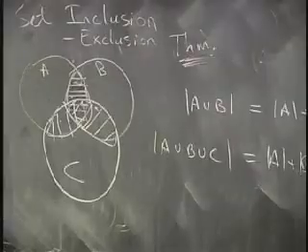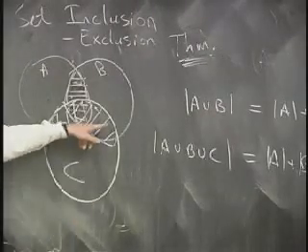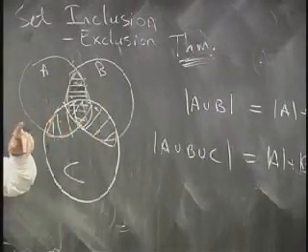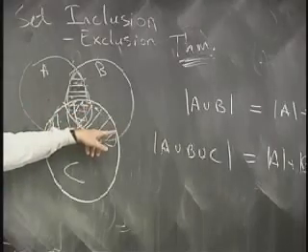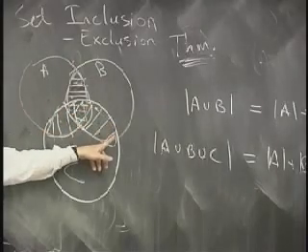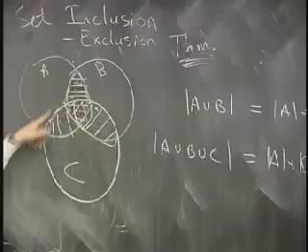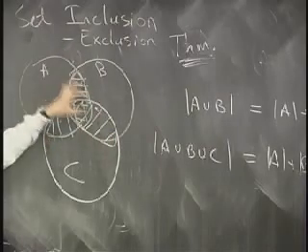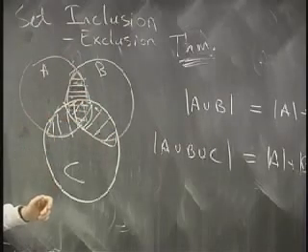6 times, anything counted 6 times. They're thinking of this being once, that being twice, and they're thinking maybe there's 6 different ways that you overlap here. But there's really only 3.